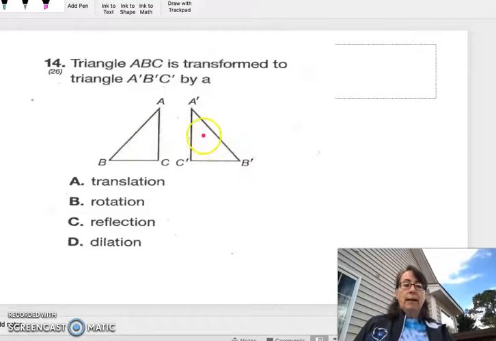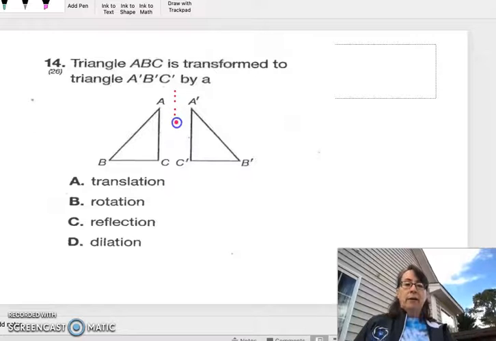Okay, so what is happening here? Translation, rotation, reflection, dilation. Okay, so we're only allowed to choose one. So we're going to say that this one is a reflection. And that right here looks like that would be about a line of reflection, right?